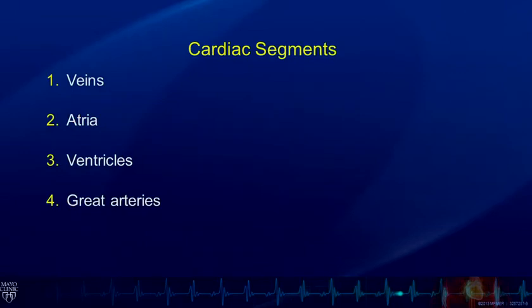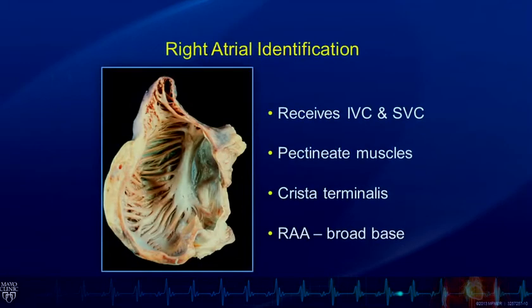Let's move now to the cardiac segments, and we're going to talk a little bit about each of these: the veins, the atria, the ventricles, and the great arteries. Now, the veins are important, pulmonary veins and systemic veins, but by echocardiography, other than transesophageal echo and certain image formats in the transthoracic approach, they're difficult to visualize. So let's look then at the atria.